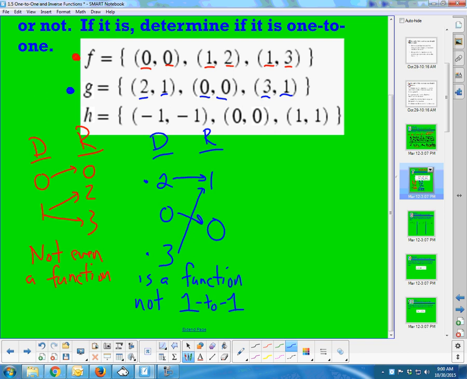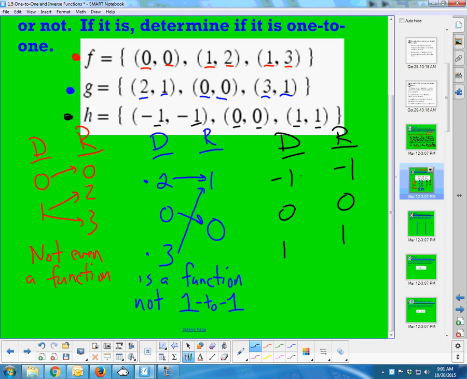So f is not even a function. G is a function, but it's not a 1-to-1 function. And now let's take a look at function h. I'll list my domain elements of -1, 0, and 1, and list my range elements of -1, 0, and 1.